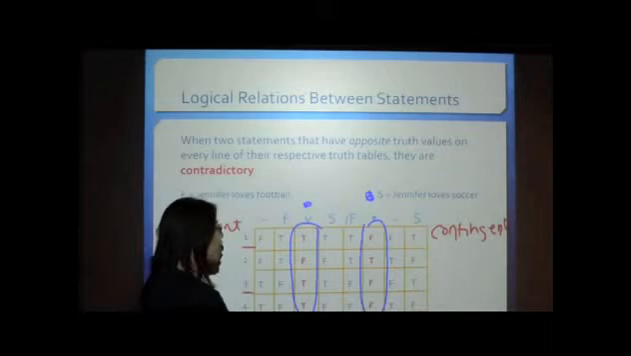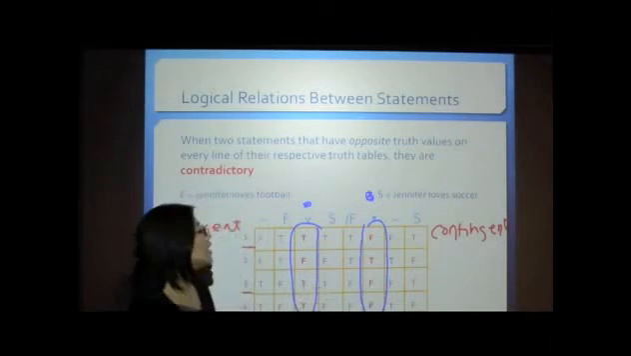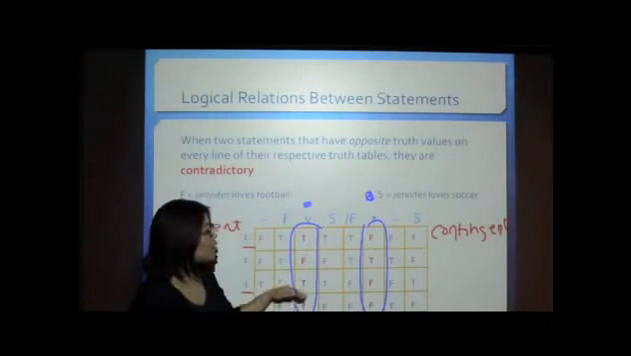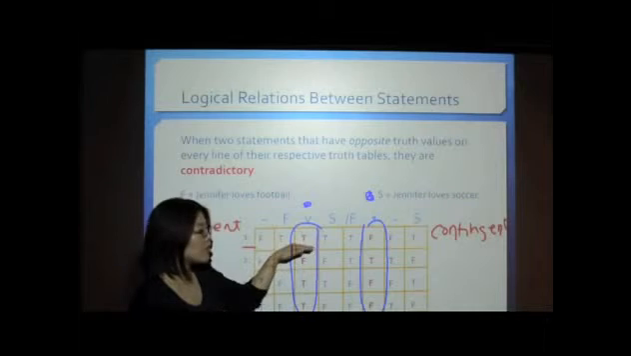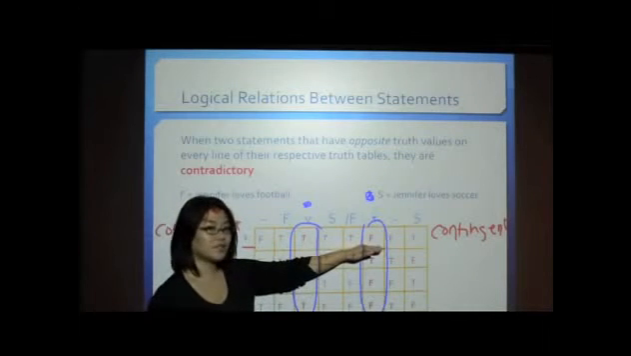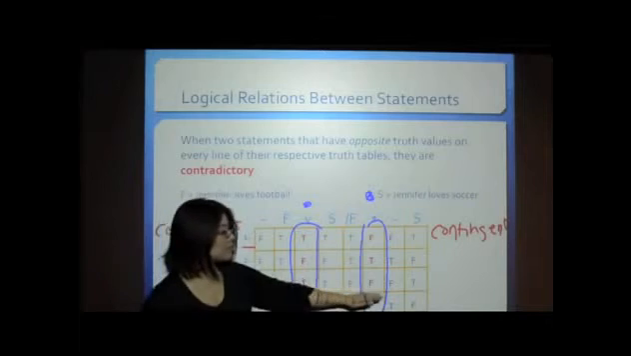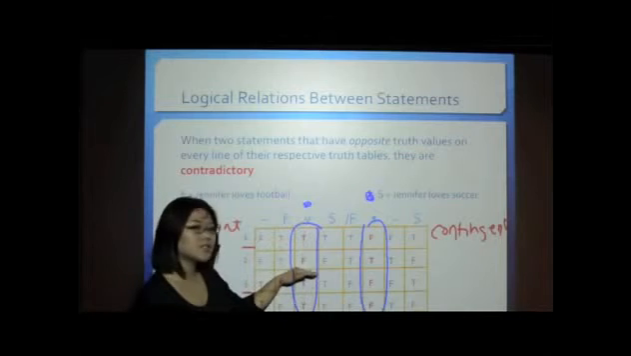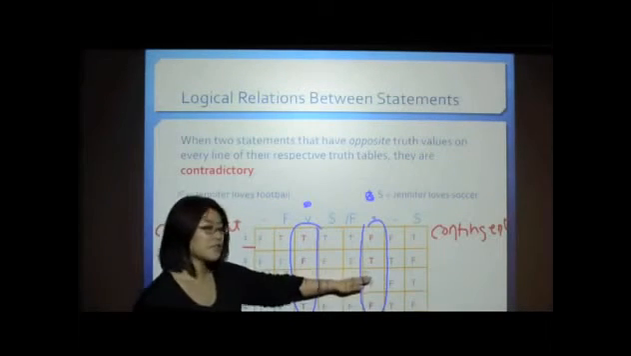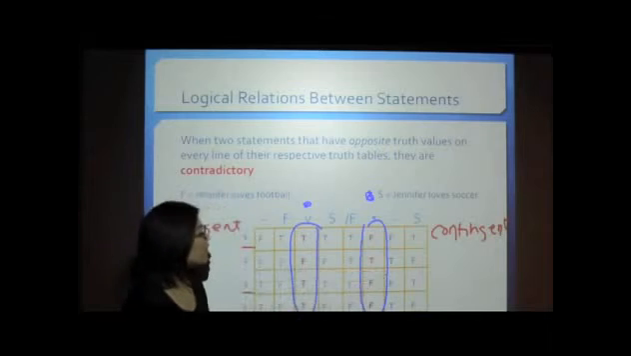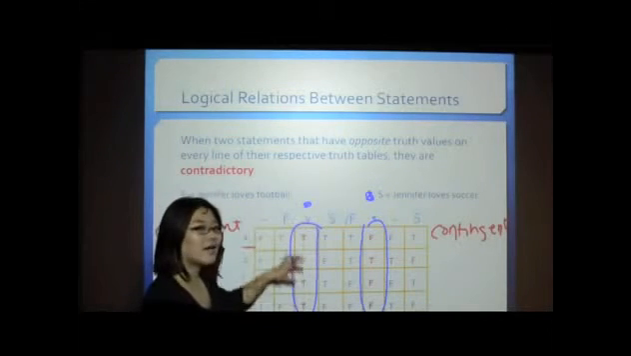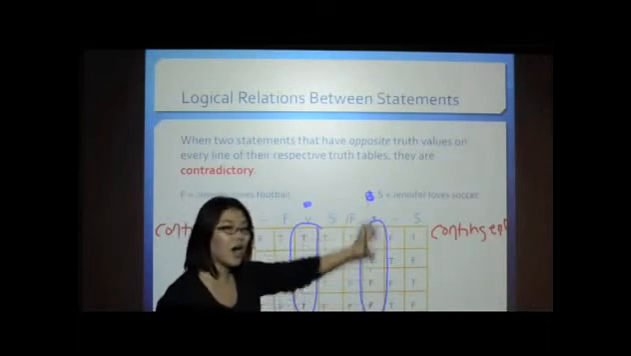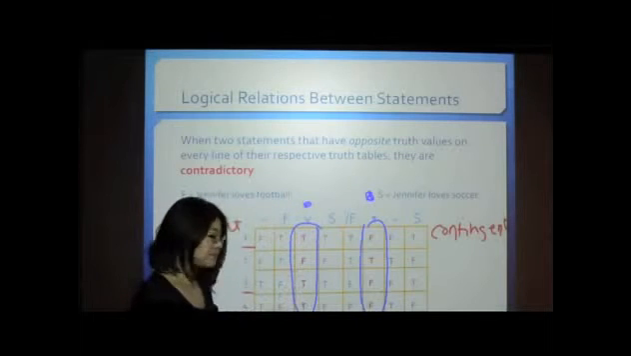Now we can also compare the statements. Notice how when we compare these two statements, whenever this statement is true, the other statement has the opposite truth value. So this is true, this is false, this is true, this is false. And whenever this statement is false, this statement here has the opposite truth value, true. So this statement will always have the opposite truth value compared to this statement, and this statement will always have the opposite truth value compared to this statement.